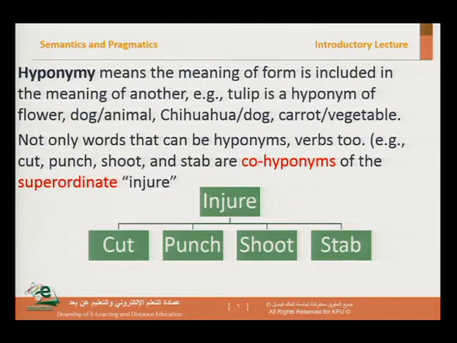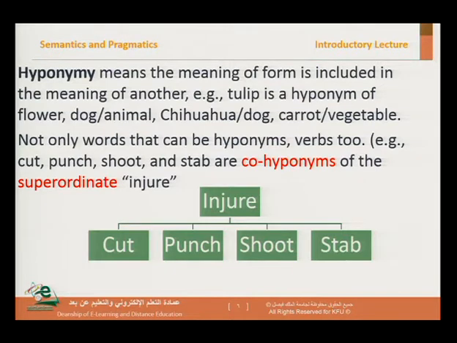Hyponymy. This means that the meaning of one form is included in the meaning of another. So there is a hierarchy here. Before we read anything on the slides, let's look at this shape. What is this? To injure, that's a verb, to injure. That's kind of a general verb, okay?